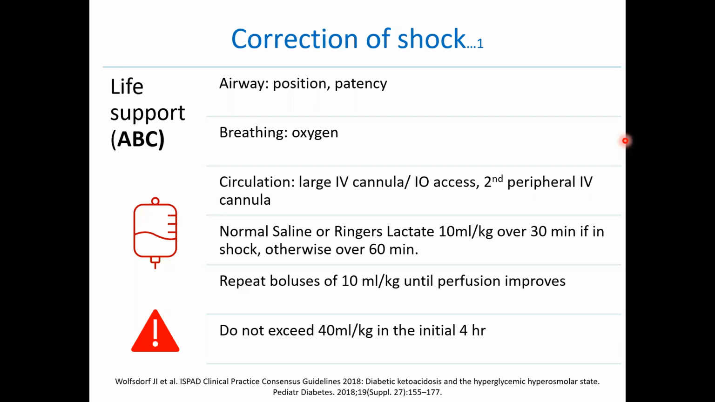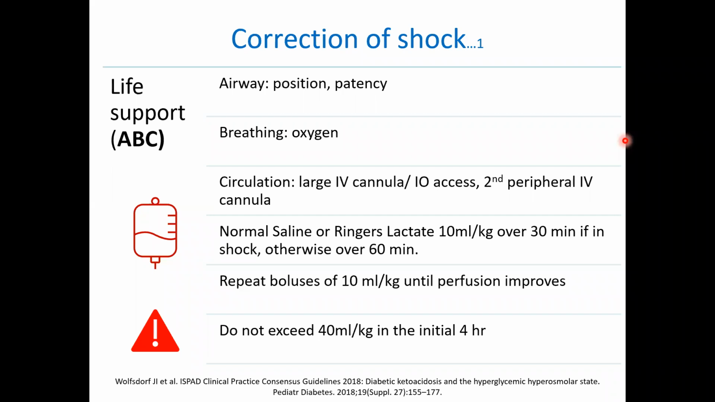So in terms of management of shock, we can give either normal saline or Ringer's lactate, 10 mils per kg over 30 minutes. That is if they're in shock. If they're not in shock, then we give the same amount, 10 mils per kg over 60 minutes or over 1 hour. Boluses can be repeated, boluses of 10 mils per kg until perfusion improves. But in any case, we should not exceed 40 mils per kg in the initial 4 hours because that increases the risk of cerebral edema.